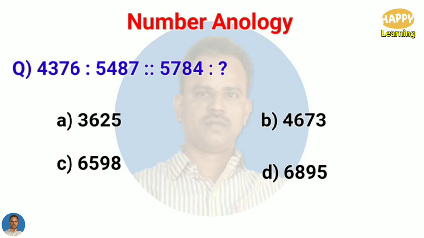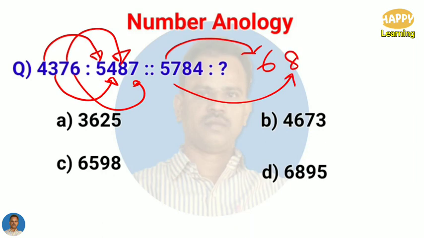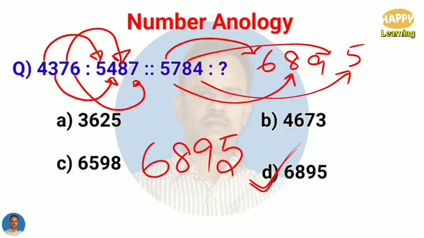Here, if you follow the logic, next number to 4 is 5, next number to 3 is 4, next to 7 is 8, next to 6 is 7. Similarly, after 5 we get 6, after 7 we get 8, after 8 we get 9, after 4 we get 5. So 6, 8, 9, 5. So option D is the answer.